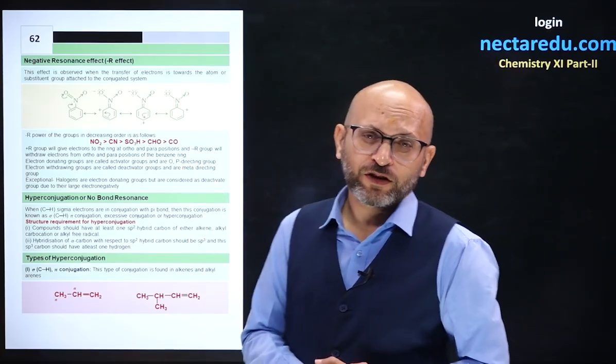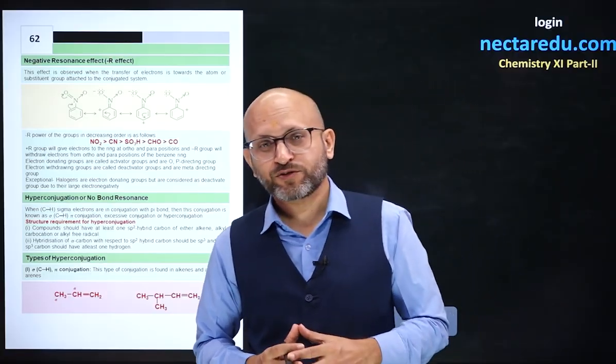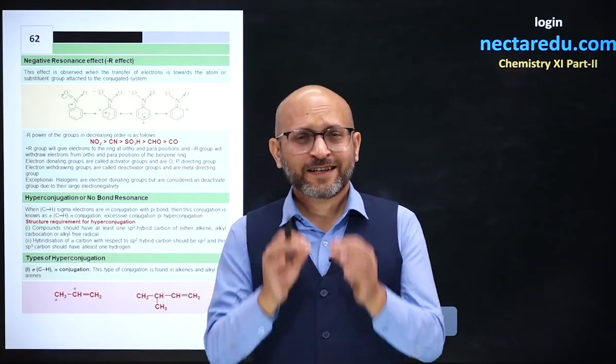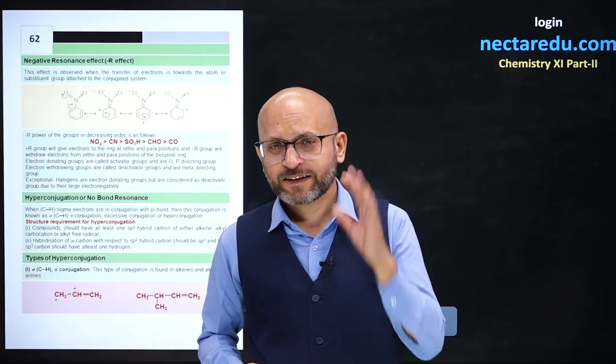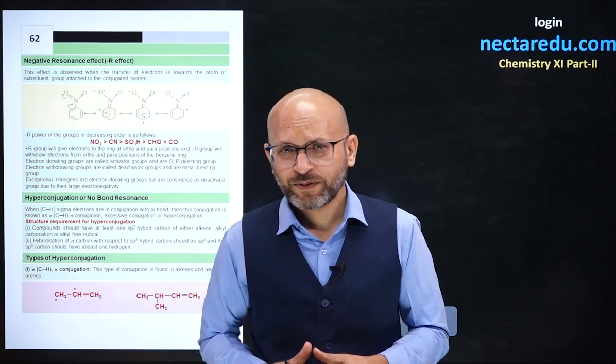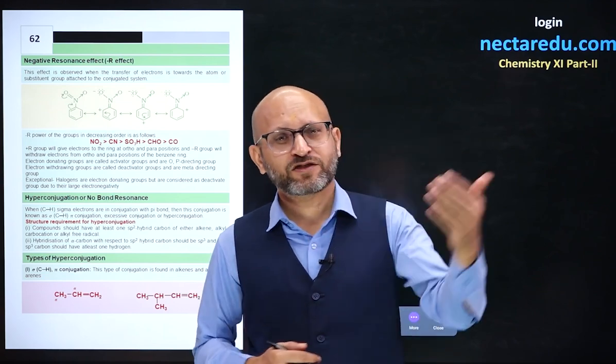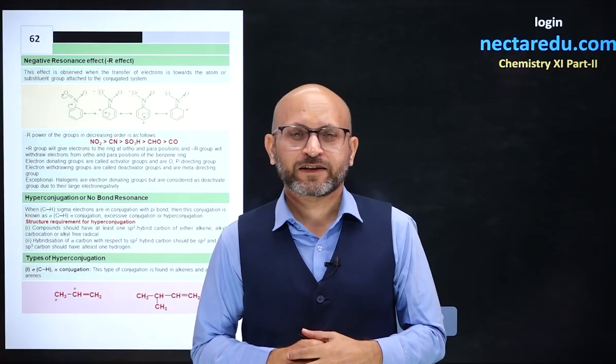Next is the order of groups in ascending or descending order of negative mesomeric effect. So NO2 has the highest minus M effect, then comes cyanide, then comes sulfonic acid SO3H group, then comes your carboxylic, then ketones. That is the order of negative M effect.